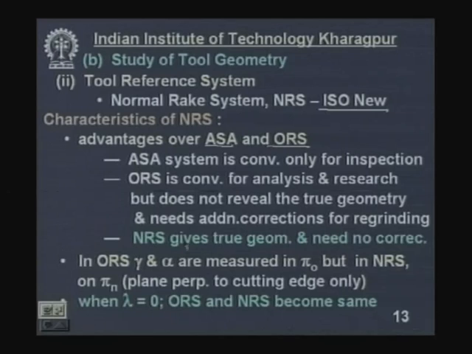Now, in NRS, regrinding may be necessary or may not be necessary. The normal rake system gives true geometry unlike ORS and needs no correction. So, this is very convenient. In the ORS system, rake angle and clearance angle are measured in the orthogonal plane, but in the normal rake system, say pi n, rake angle and clearance angle are measured in the normal plane. In the normal rake system, what is the normal plane? The plane perpendicular to the cutting edge only. This will be shown later on. Now, when lambda is 0, the orthogonal system and the normal system become the same.